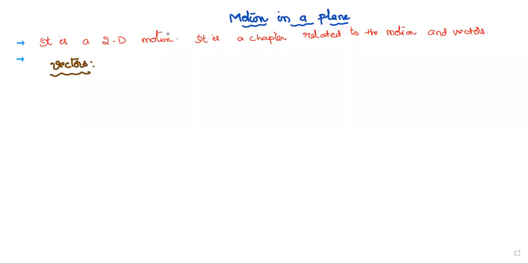Then in this vector, what are the things required here to study the motion in two dimensions? In this case, I require, first of all, the representation of a vector. Number two, what are the different types of vectors? Number three, if a number of vectors are given, how to add. Number four, how to subtract. Why do you require the addition or subtraction, sir?